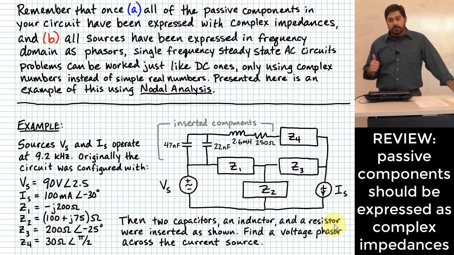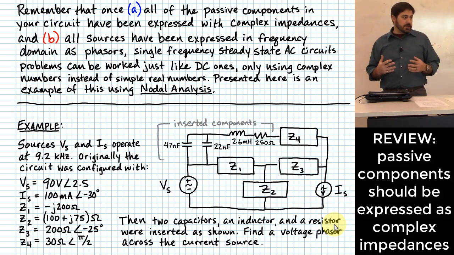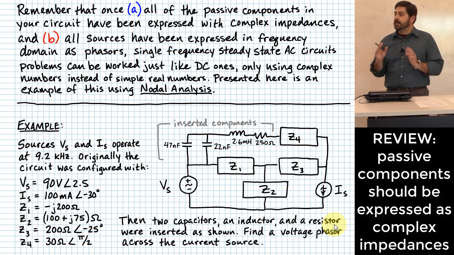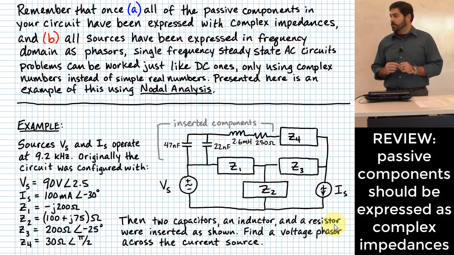The two steps toward doing that are that you have to take any passive components, that would be resistors, inductors, and capacitors, and express those in terms of complex impedances. Which means that if you have components where you know things like farads or Henrys, you're also going to need a frequency in order to convert those to complex impedances. So that's part of it.